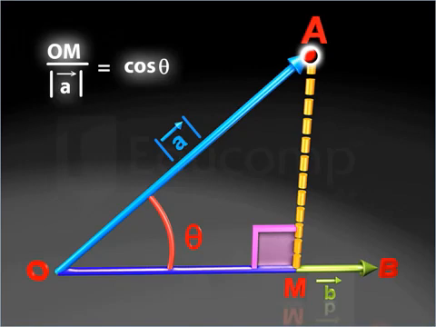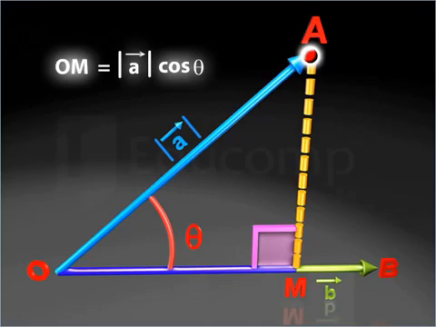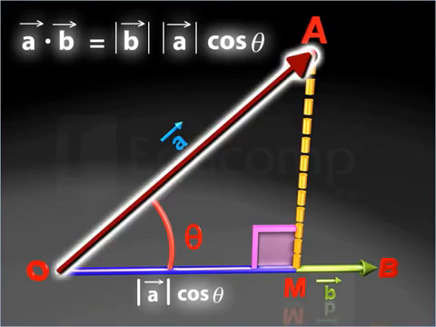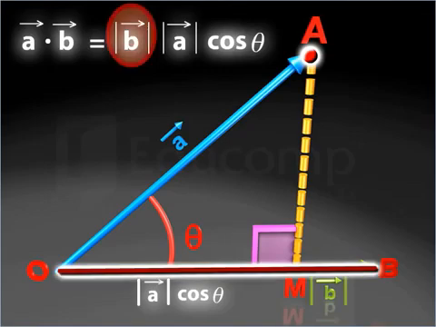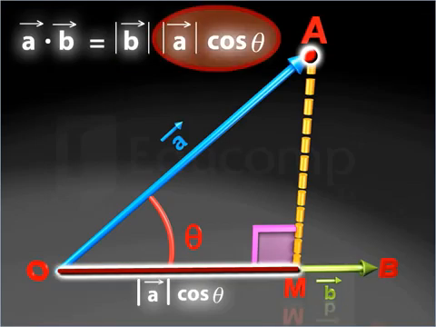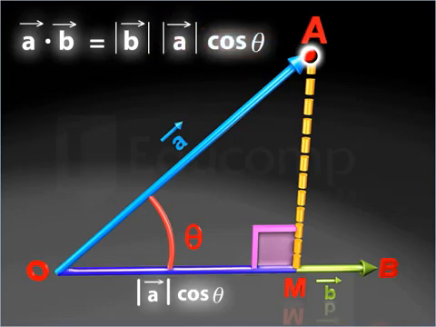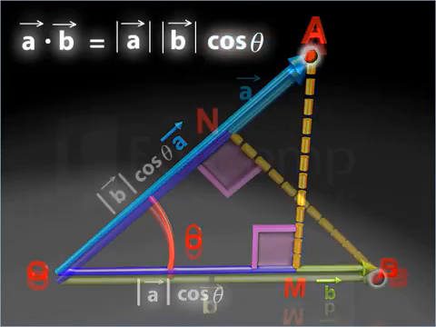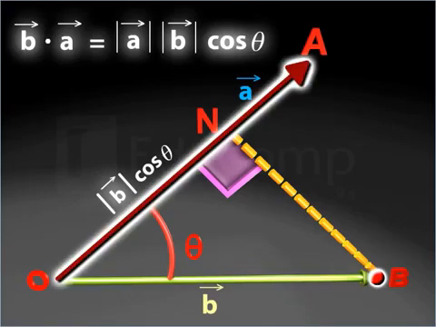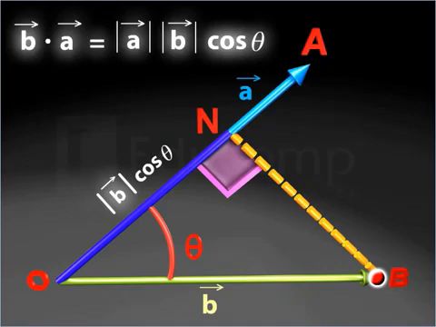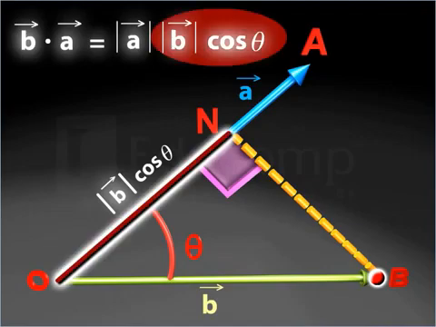This equality helps us to deduce that the base of this right triangle is magnitude of the vector A into cos theta. Thus, the scalar product of vectors A and B is the product of magnitude of vector B and the scalar component of vector A along vector B. Similarly, dot product of vector B and vector A can also be obtained by multiplying magnitude of vector A and the scalar component of vector B along vector A.